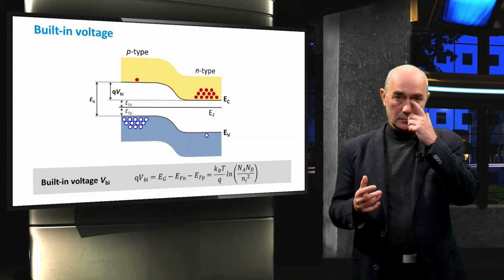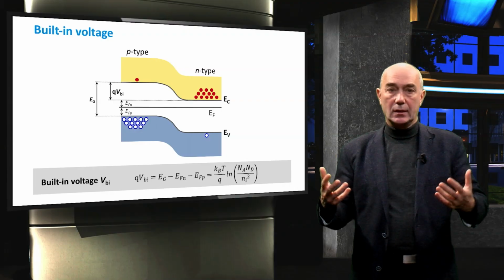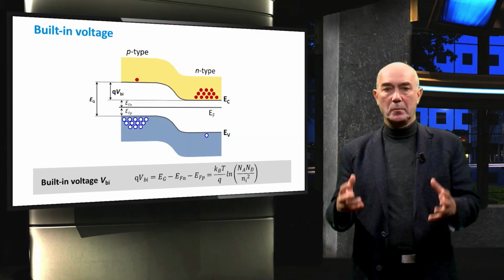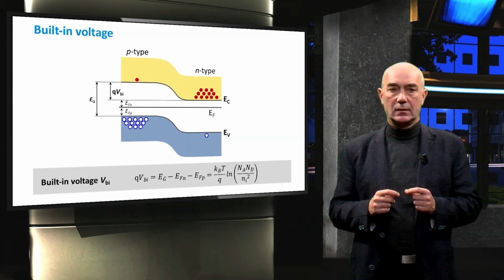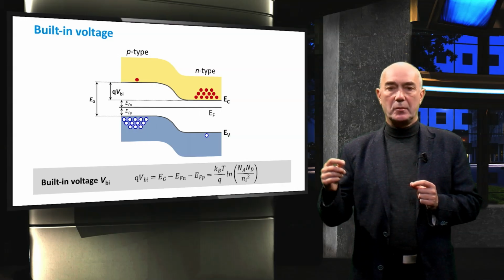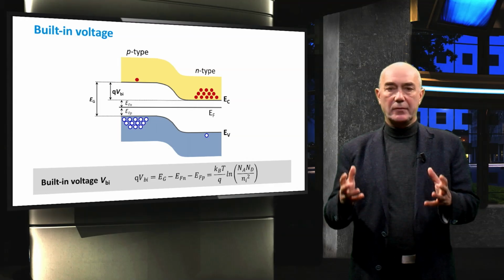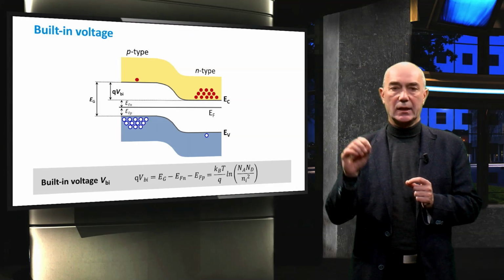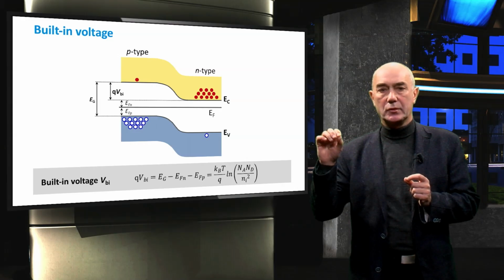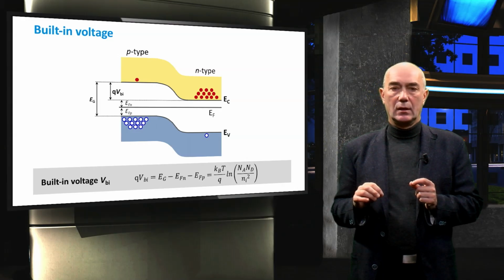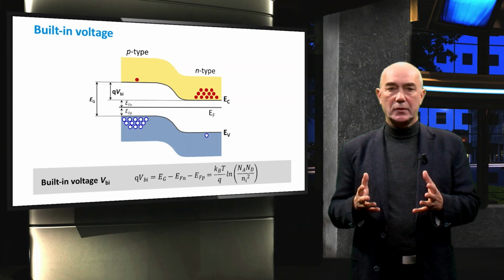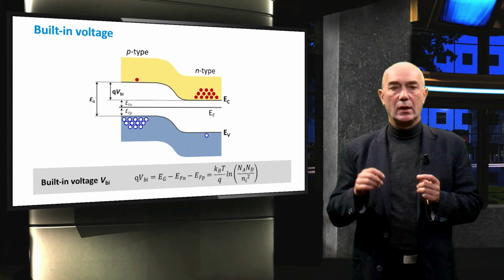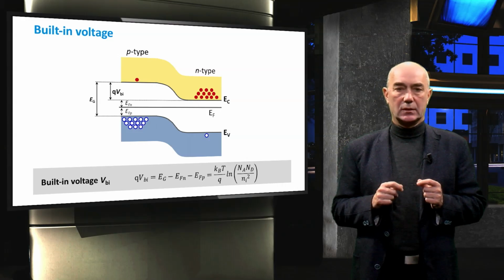I showed you in the video on doping how to calculate the position of the Fermi levels of doped materials from the band gap. When applying these equations, we can derive this expression to calculate the electrostatic energy of electrons corresponding to the built-in voltage. A full derivation for this equation is given in section 8.1.2 of the solar energy textbook.